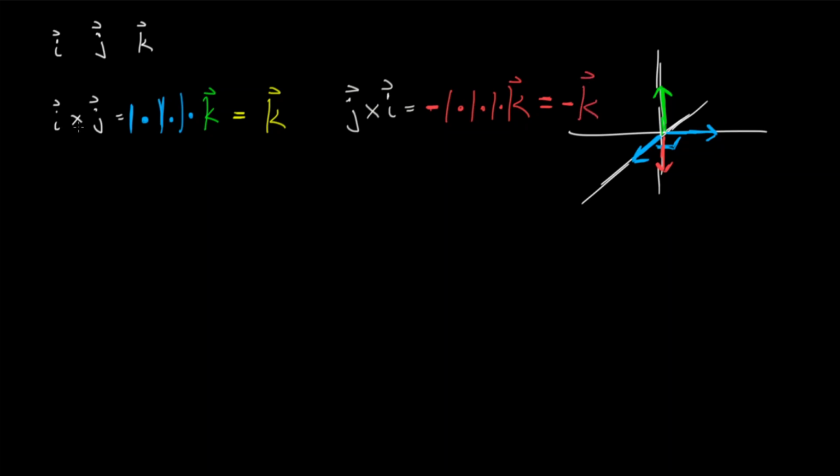And earlier I had mentioned, is u cross v commutative? No. i cross j is k, j cross i is negative k. These are not the same value. i cross k.